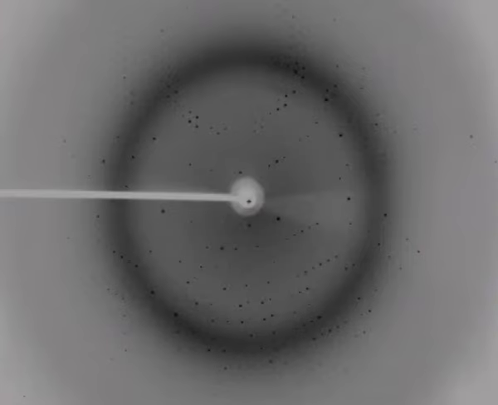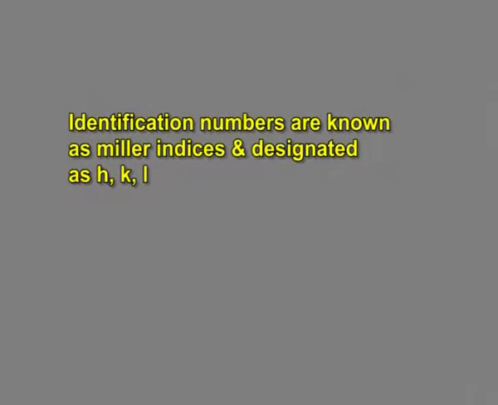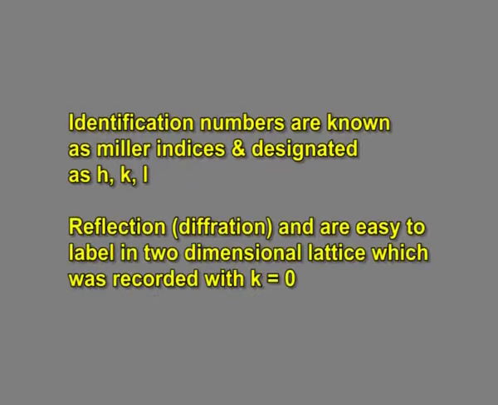Each diffraction intensity arises from the single solutions of Bragg's equation and can be numbered in 3 dimensions to give a unique identification number. These unique identification numbers are known as Miller indices and designated as H, K and L for each reflection, and are easy to label in a 2-dimensional lattice, which is recorded with K equal to 0.